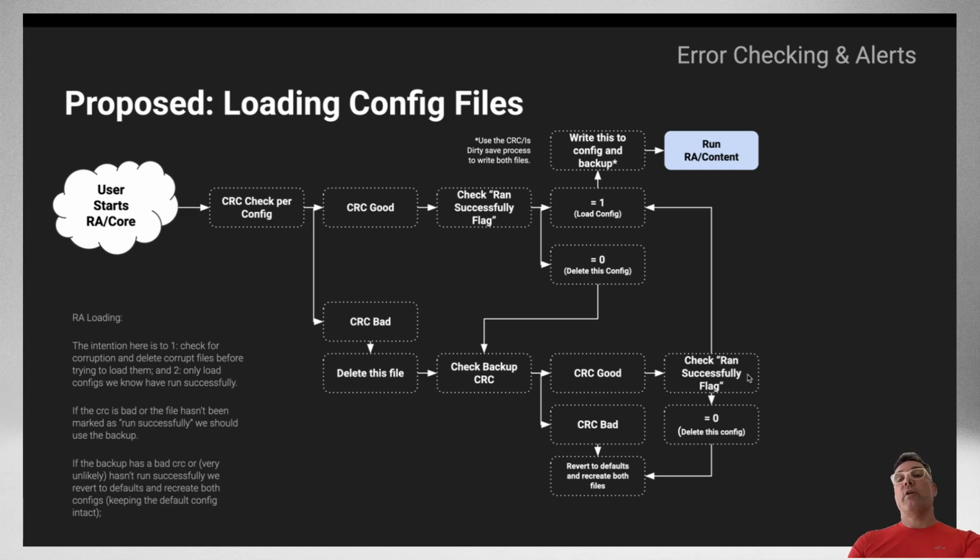If the CRC is good, then we check run successfully. If that's good, then we now recreate the main file. So we now have a main file and a backup, both of which are set to run successfully equals 1. If the CRC, for whatever reason, is also bad on the backup, then we'll delete that file as well, and then we'll just have to revert to defaults. So obviously, it might be worth reading over this slightly slower than I'm talking over it, but hopefully this kind of is starting to make sense in your head.